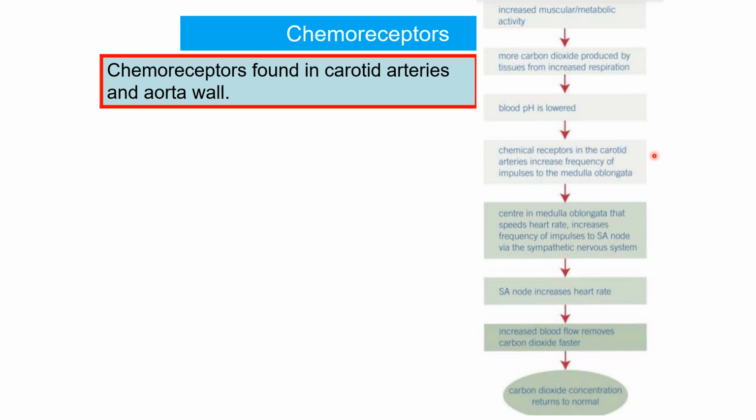The chemical receptors in the carotid arteries therefore send more frequent impulses to the medulla oblongata, and in this case the acceleratory center in the brain will send a message via the sympathetic nervous system to the sinoatrial node to speed up the heart rate. The sinoatrial node then increases the heart rate, and you get increased blood flow, meaning the carbon dioxide is then removed faster. The carbon dioxide then returns back to normal, and as a result, the message will stop being sent to the cardioacceleratory center, and therefore the heart rate will slow down as opposed to speed up.